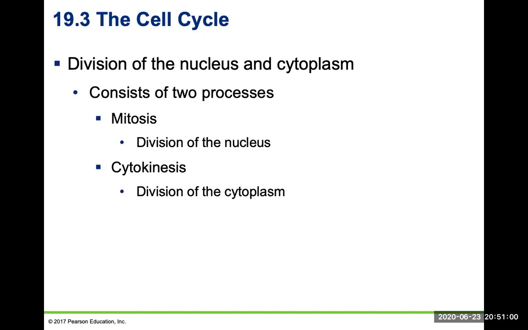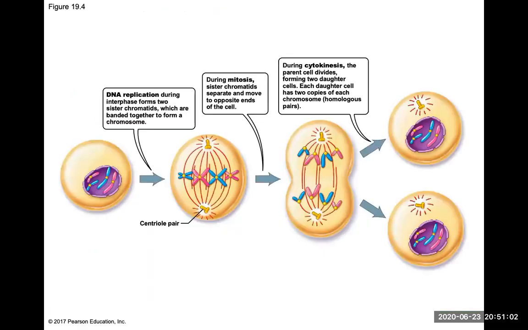The division of the nucleus and cytoplasm occurs in mitosis, which divides the nucleus, and then cytokinesis is what divides the cytoplasm. These are the stages of mitosis. DNA replication during interphase forms two sister chromatids, which are banded together to form a chromosome. During mitosis, the sister chromatids separate and move to opposite sides of the cell. And then during cytokinesis, the parent cell will divide into two copies of each chromosome, or homologous pairs.